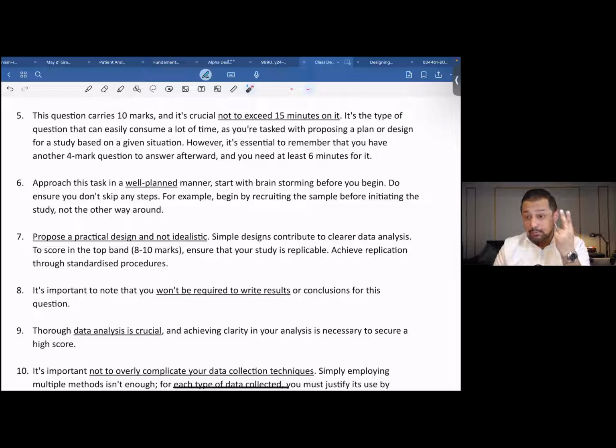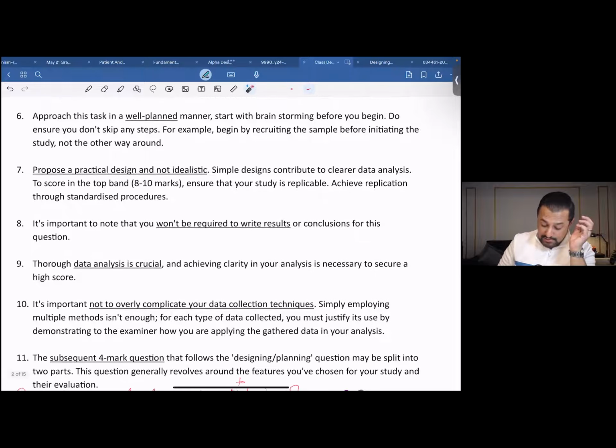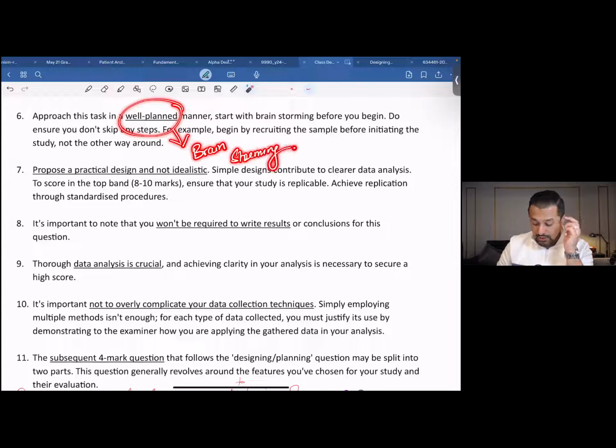Number two, keep in mind that the clock's ticking, right? However, it is essential to remember that you have another 4-mark question to answer afterwards, and you need at least 6 minutes for it as well. So keep that in mind, be mindful. The sixth point, approach this task in a well-planned manner. Yes, I'm referring to brainstorming. Brainstorming plays a very important role. I'll explain this ahead, but simple calculation.